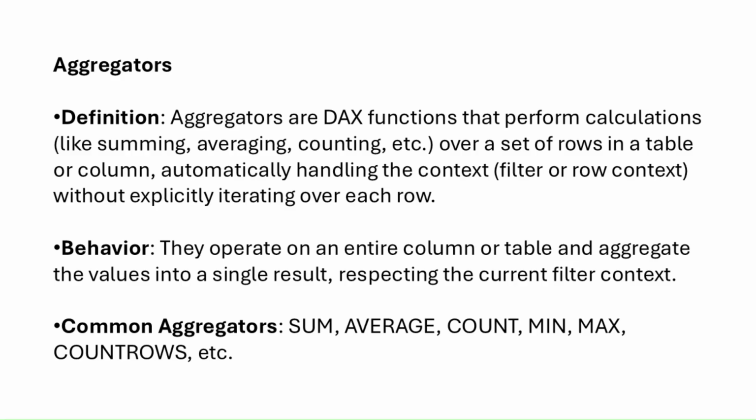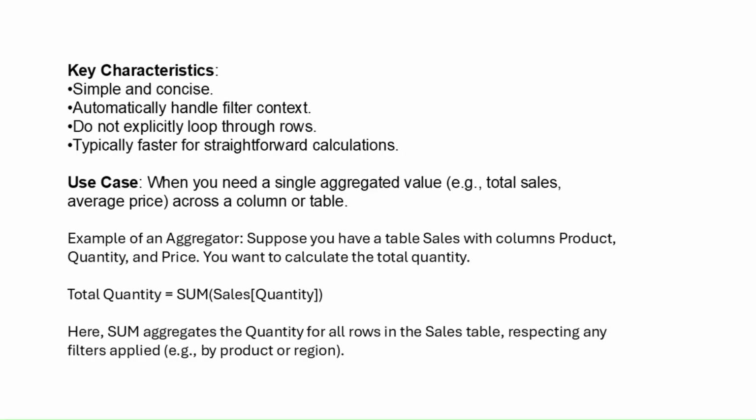Behavior. They operate on an entire column or table and aggregate the values into a single result, respecting the current filter context. Common aggregators: SUM, AVERAGE, COUNT, MIN, MAX, COUNTROWS, etc. Key characteristics: simple and concise. Automatically handle filter context. Do not explicitly loop through rows. Typically faster for straightforward calculations. Use case: when you need a single aggregated value, e.g. total sales, average price, across a column or table.